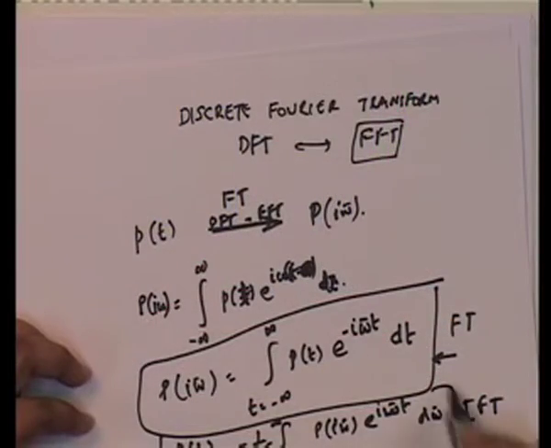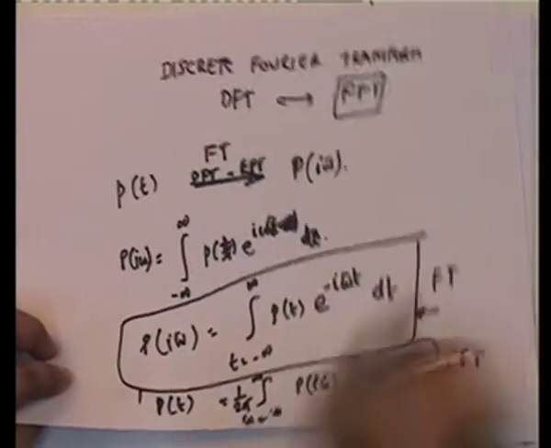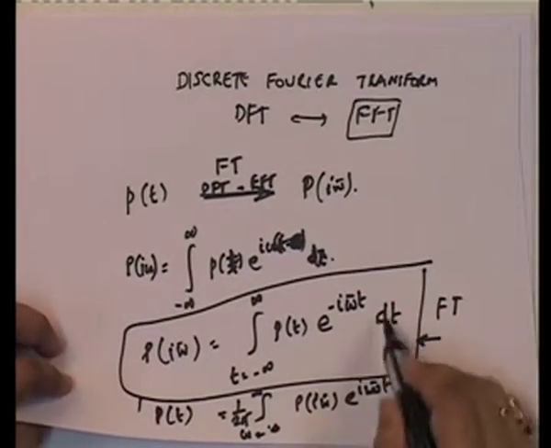Now, if I do a discrete Fourier transform, what we are essentially doing is solving these problems by doing what? A summation. In other words, dt will become delta t, d omega will become delta omega, and that is how we are going to do it.